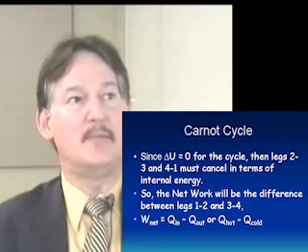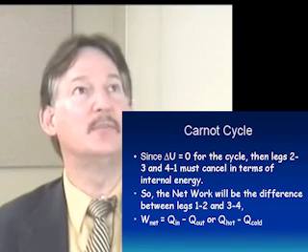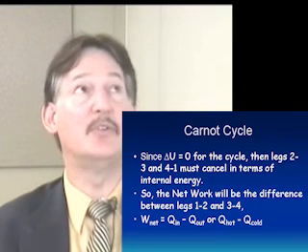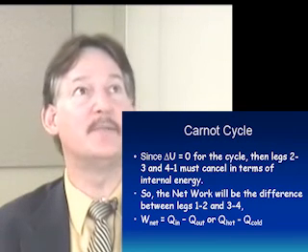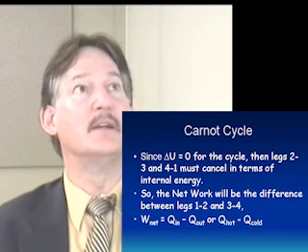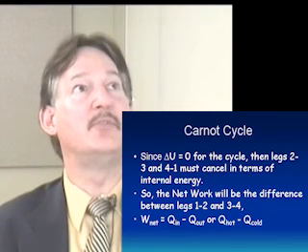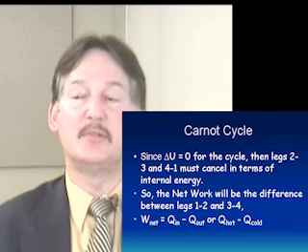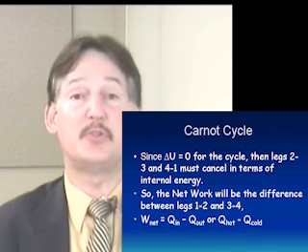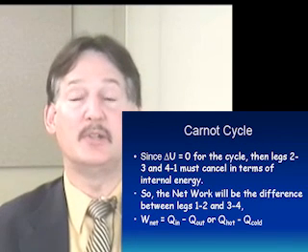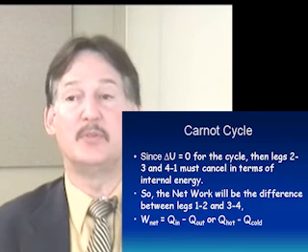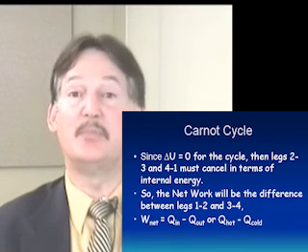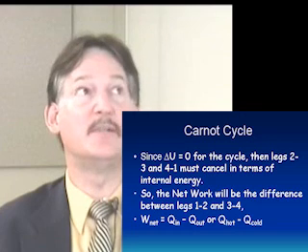Carnot examined this cycle by looking at the following information. Since we're going around a cycle, there is no change in internal energy. Legs 2 to 3 and 4 to 1 must cancel in terms of internal energy, because recall that there was a temperature change in those legs. Those were the adiabatic legs. The isothermal legs represented zero change in internal energy.